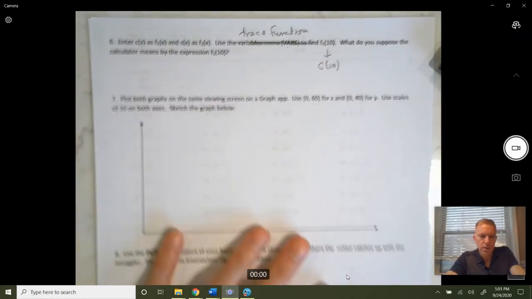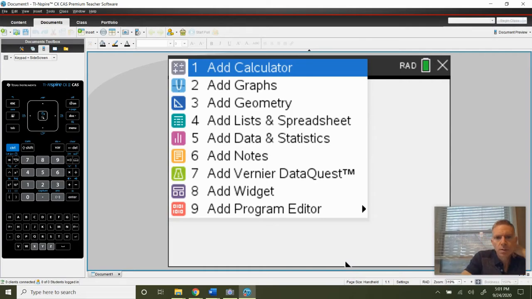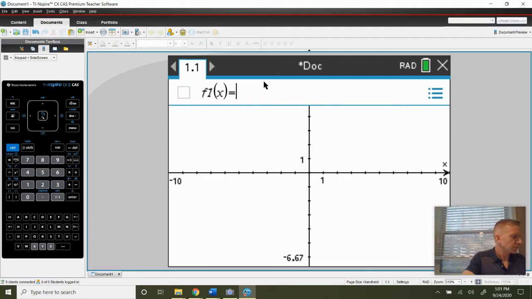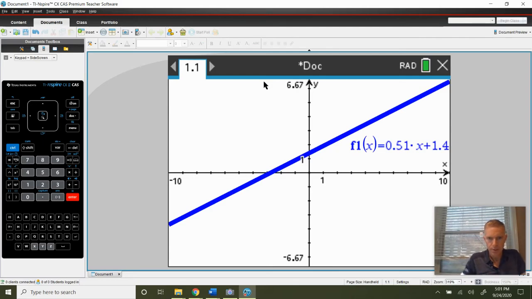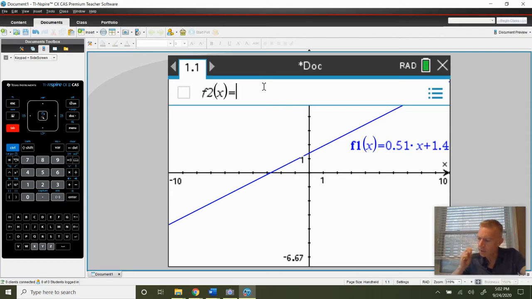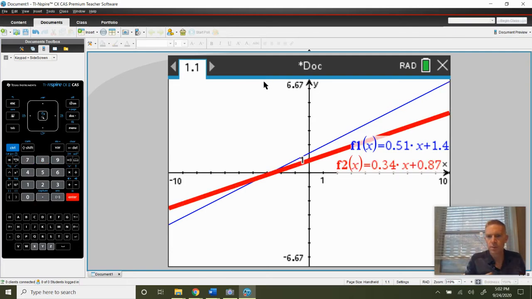Okay, so let's go to our calculators. We're going to add a graph. And we're going to put in the first one. The first equation was 0.51x plus 1.4. Enter. Okay, and we'll hit the tab button to enter into f2 of x. We're entering 0.34x plus 87. Enter. Okay, now this window might not make a ton of sense for our purposes.